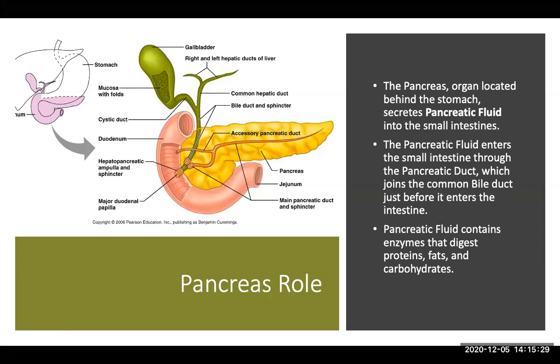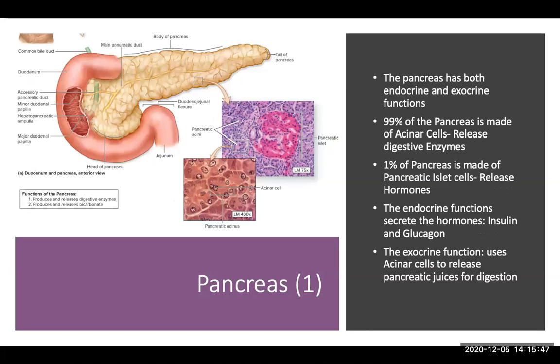The pancreas's role. The pancreas organ is located behind the stomach, and secretes pancreatic fluid, which enters the small intestine, the duodenum, through the pancreatic duct, which joins with the common bile duct just before it enters the intestine. And pancreatic fluid is important because it contains enzymes that help to digest proteins, fats, and carbohydrates.